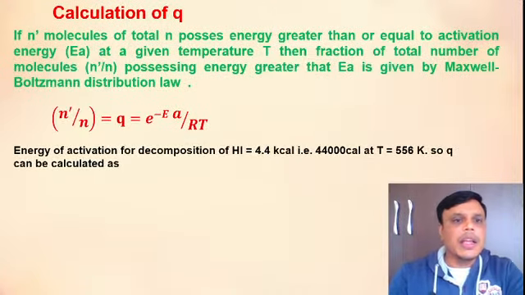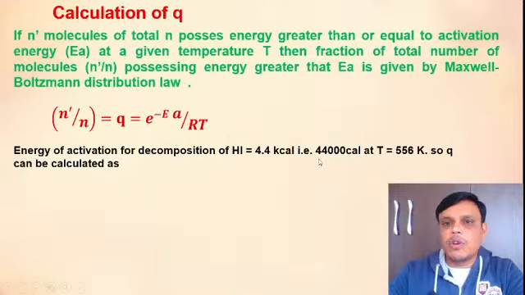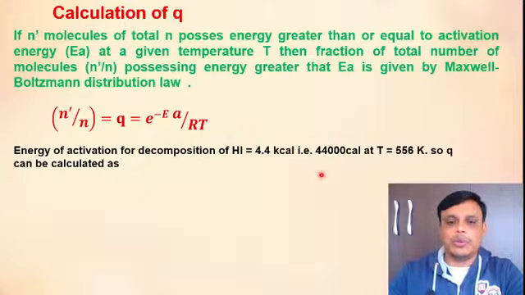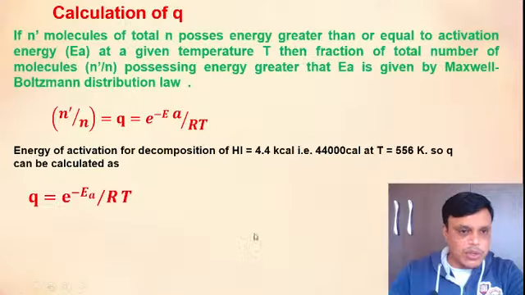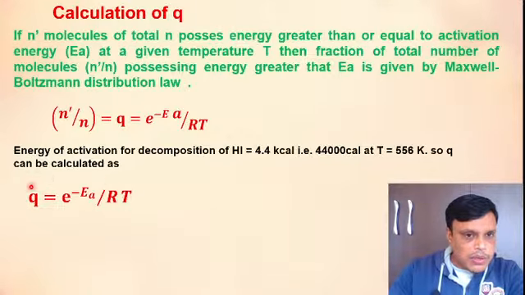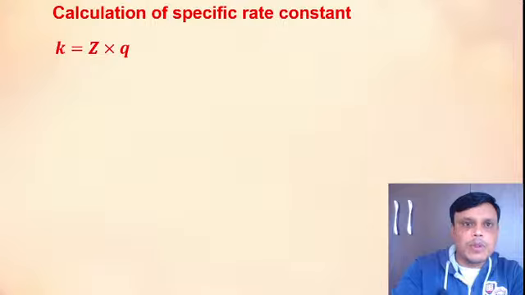Now the energy of activation for decomposition of HI is given, that is 44 kilocalorie, 44000 calorie at 556 Kelvin. So we will put this value in this equation, or by using this value you can calculate the Q. How? Let us see. So Q is equal to e to the power minus Ea by RT. So we will put this value. What will we do? We will put this value.